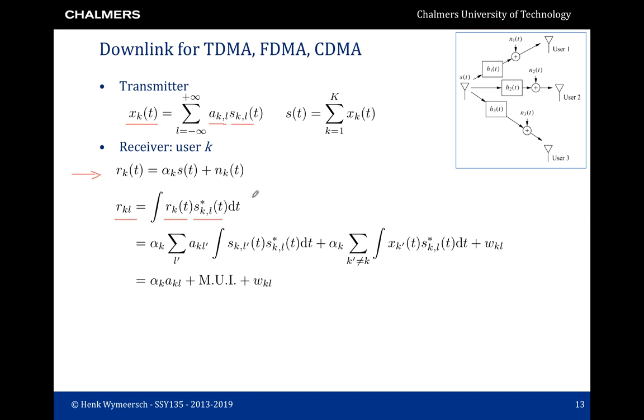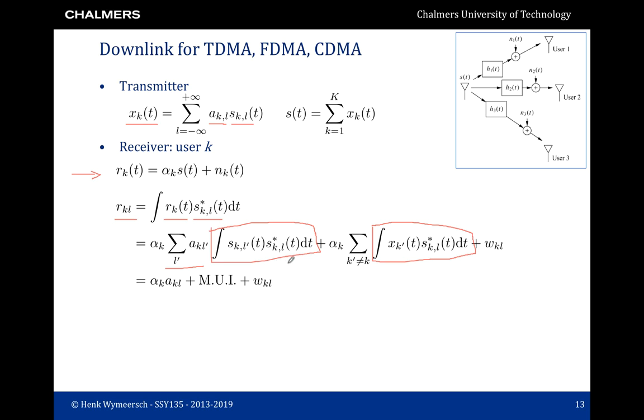We substitute all of the waveforms and then we find the result on the second line, which involves an infinitely long sum over all possible transmitted symbols, an integration of waveforms for user k, for l prime and l, and a summation for the other users, where we project the waveform of user k prime with respect to the waveforms of user k.